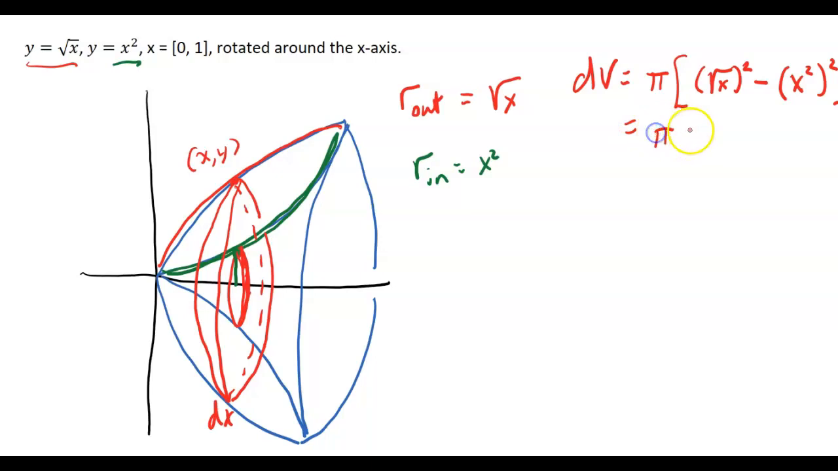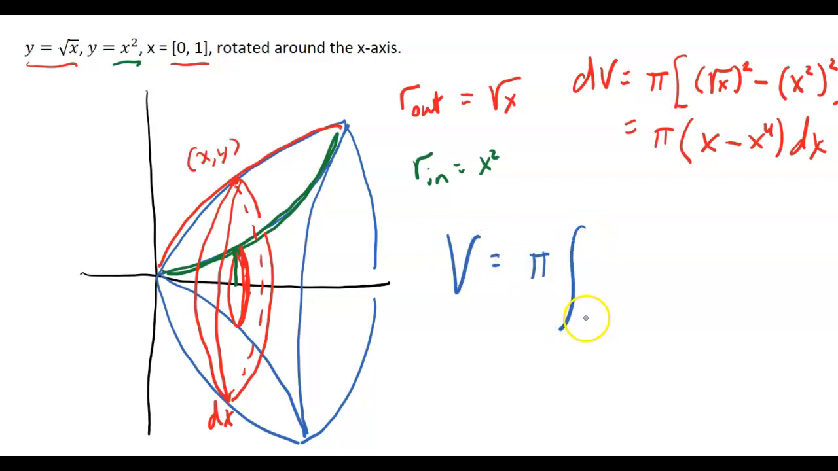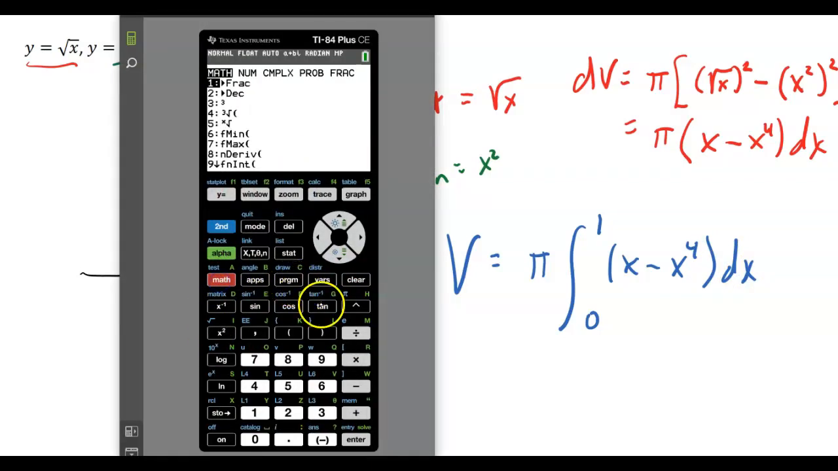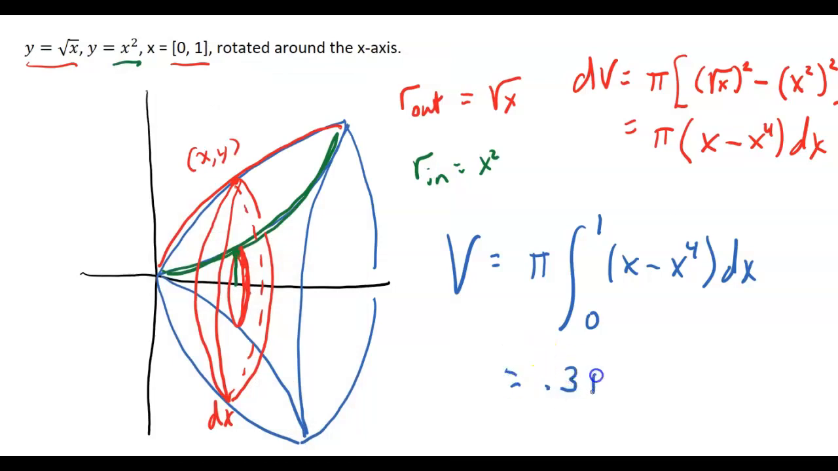If we simplify that, that's pi times x minus x to the fourth dx, going from 0 to 1. So the actual volume is pi times the integral from 0 to 1 of x minus x to the fourth dx. Let's do this on our calculator. Math 9, 0 to 1 of x minus x raised to the fourth dx, and we get 0.3. So our answer is 0.3 pi cubic units.